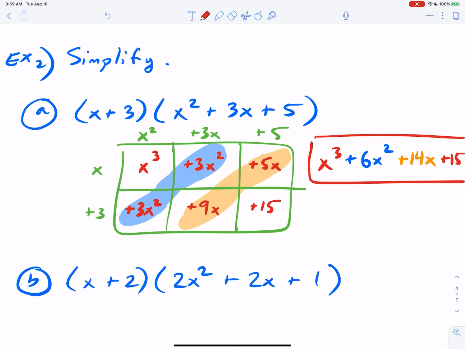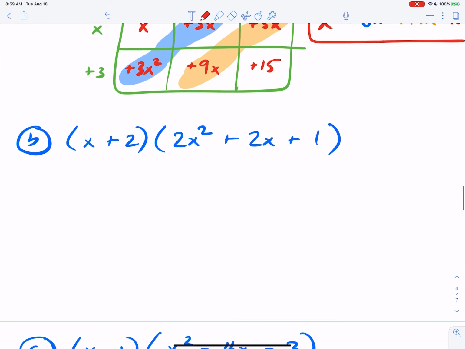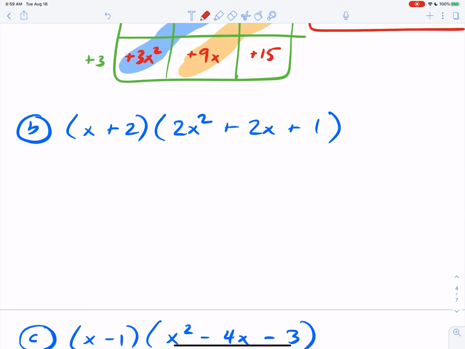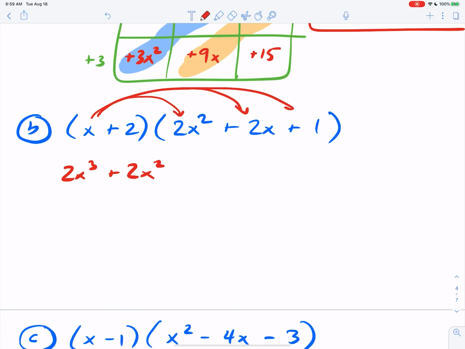Okay? All right, here's one for you guys to try. And then play when you're ready. Here I'm going to use distribution. So x times 2x squared is 2x cubed. That's going to be 2x squared. And that's going to be plus 1x. You can put x if you want to.